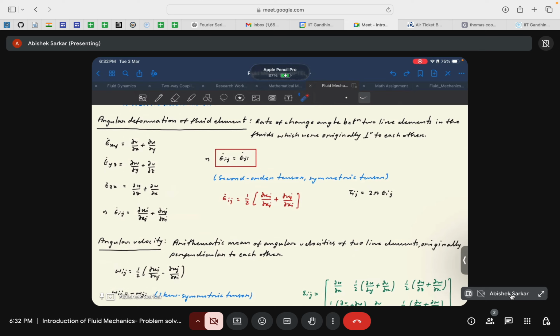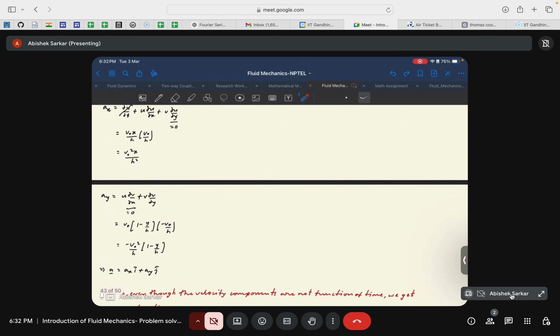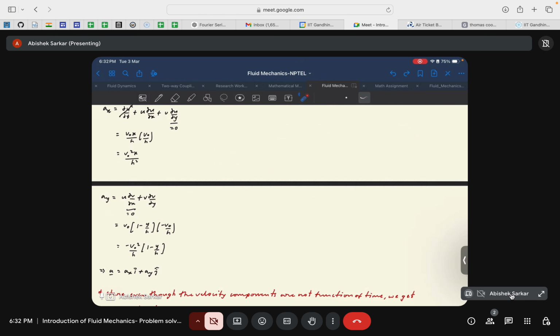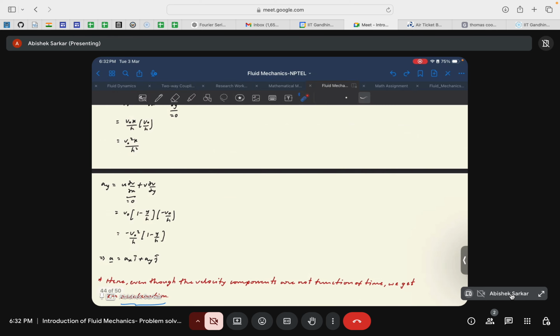I'll just wait for 2 minutes, just to rest a bit as well. You can try to recapitulate the discussion that we had till now. Maybe I'll scroll back to the derivations, you can look into it. If there's any doubt, you might ask, and then we'll start with the angular deformation of the fluid element. We'll wait for 2 minutes, then resume our discussion.